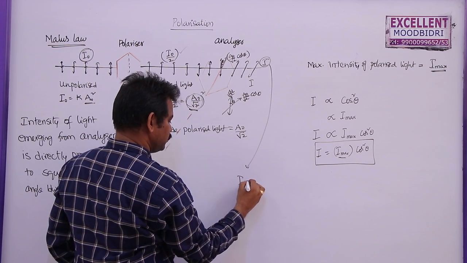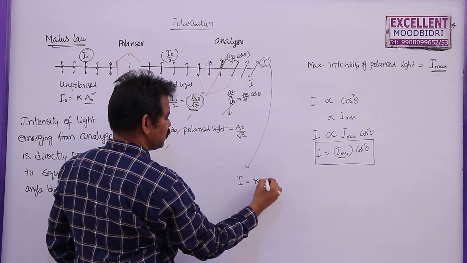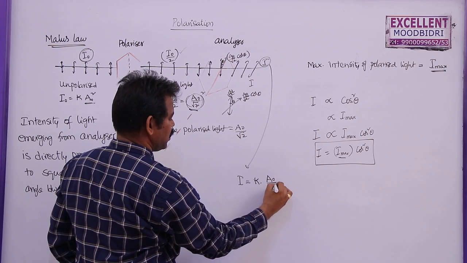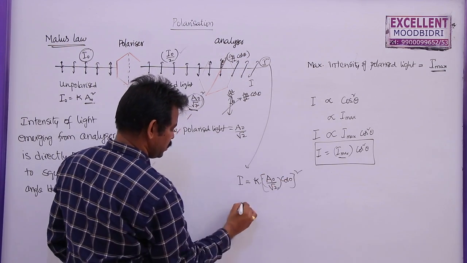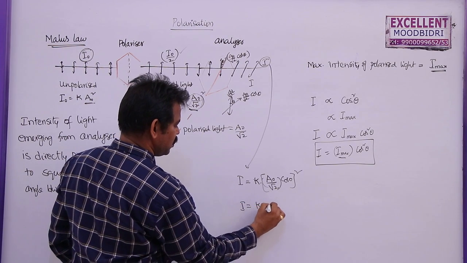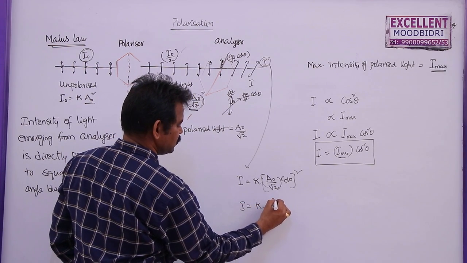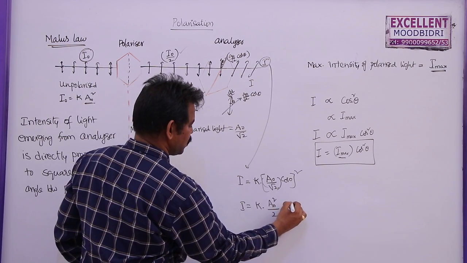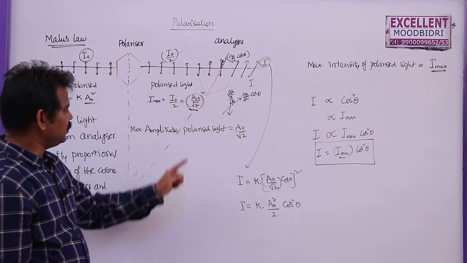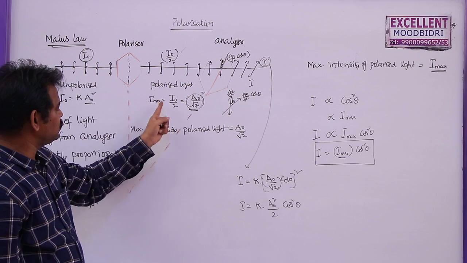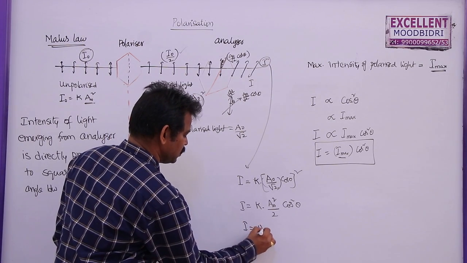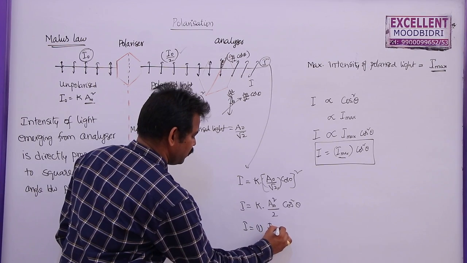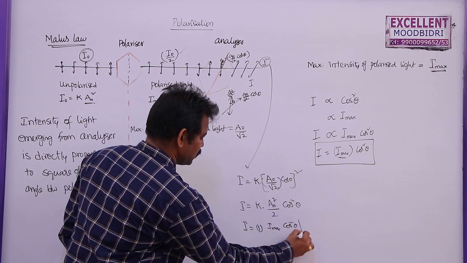The intensity of this light is equal to some constant into a naught by root 2 cos theta whole square. So I is equal to k into a naught square by 2 cos square theta. But what is a naught square by 2 here, which is nothing but I max? So this can be written as I is equal to some constant k1 into I max cos square theta.